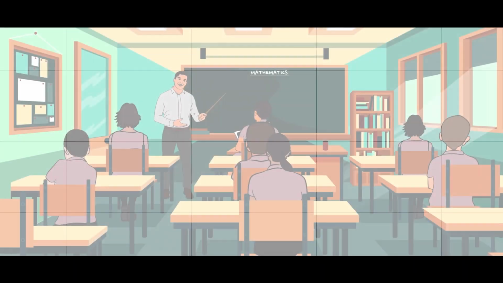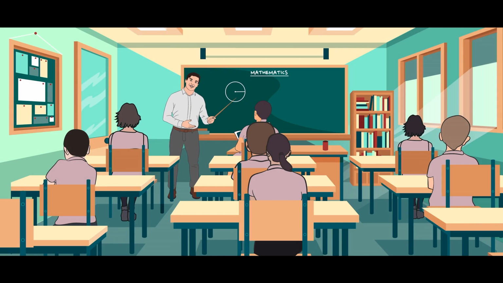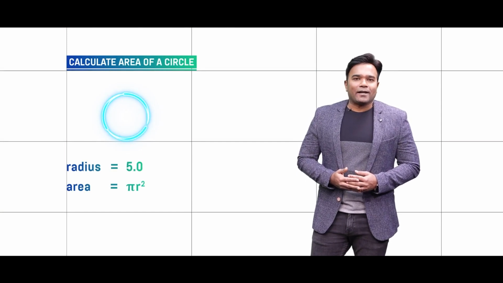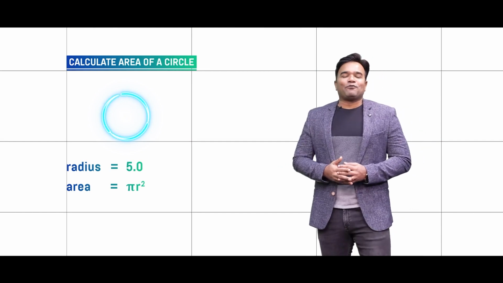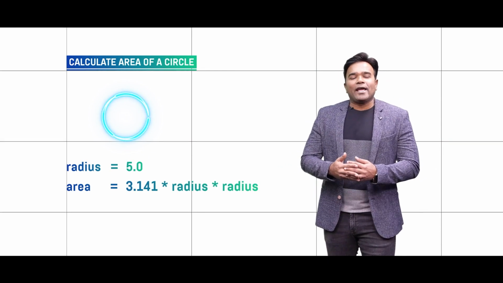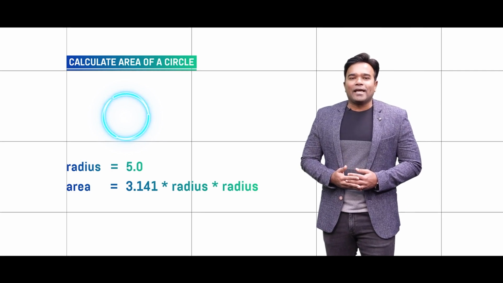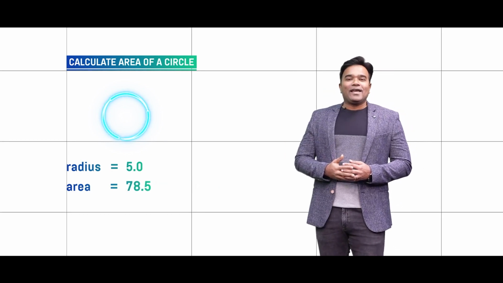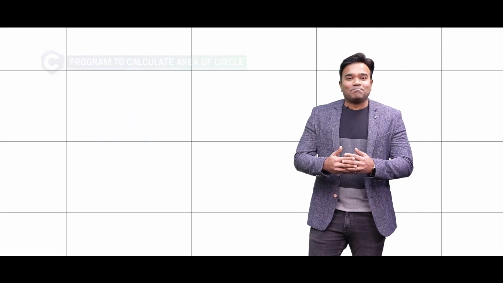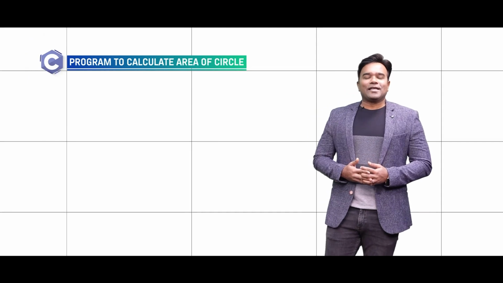Well, I'm sure that during your school days you would know this formula, that the area of a circle can be computed using the formula area is equal to pi r square. And you know that the value of pi happens to be 3.141. And that way, if you substitute and compute the area of the circle, you would be getting it as 78.5. But then, we need to achieve this using C language.